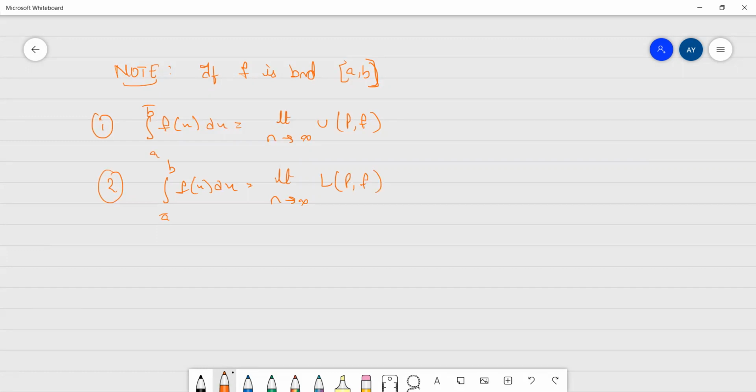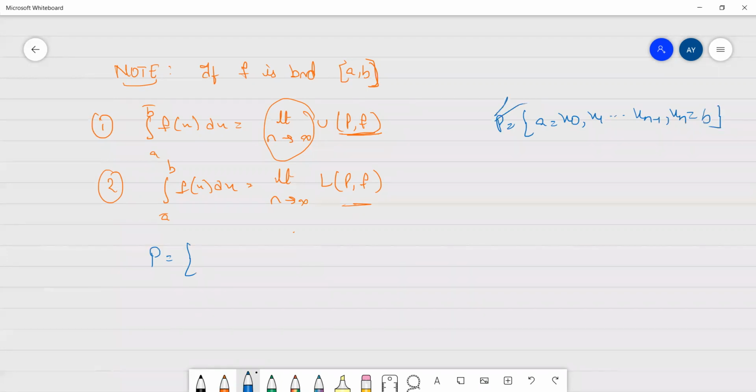So in this case, the general partition is given by, as we are talking about the infinities of UPF and limit n tends to infinity LPF. In this case, the partition P is generally defined as a equals x naught, x1, and so on up to xn minus 1, xn equals b. So this is the partition that we will define.